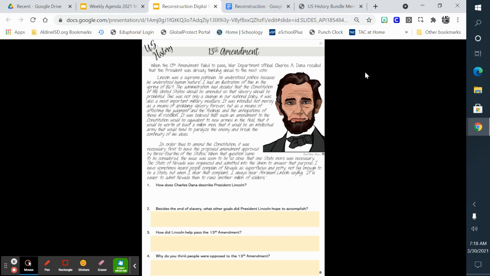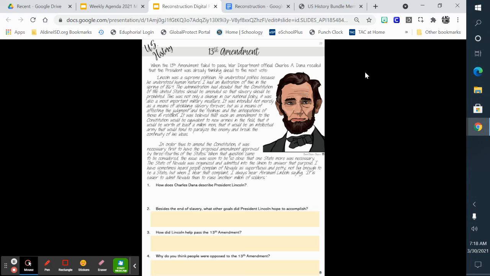It was intended not merely as a means of abolishing slavery forever, but as a means of affecting the judgment, the feelings, and the anticipations of those in rebellion. It was believed that such an amendment to the Constitution would be equivalent to new armies in the field, that it would be worth at least 1,000,000 men, that it would be an intellectual army that would tend to paralyze the enemy and break the continuity of his ideas.